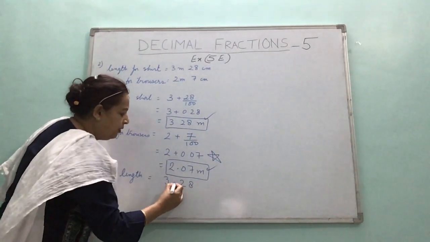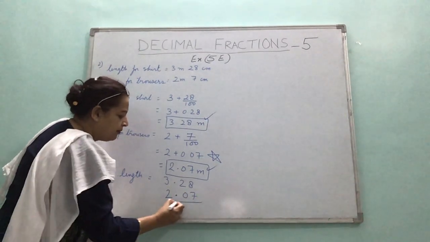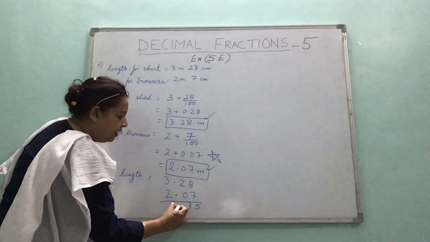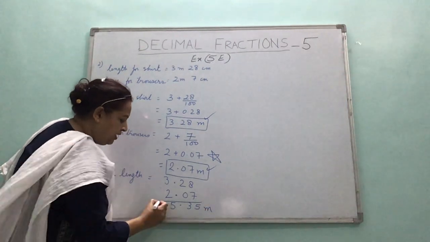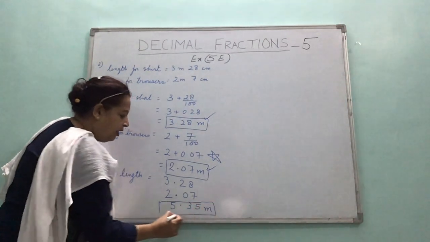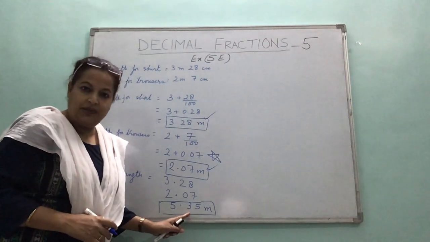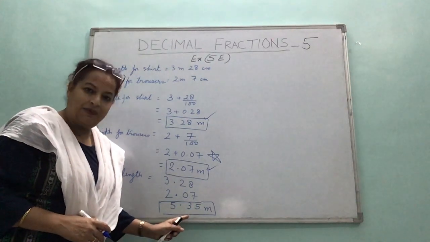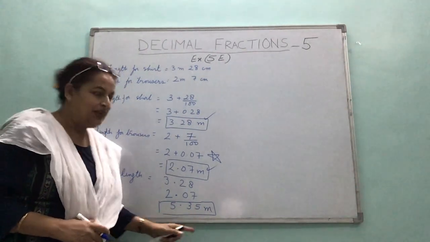3.28, and the rule is decimal underneath decimal, 2.07, add up 5.35. Now this is 5.35 meter, or your answer can be 5 meter. Now I have to convert this to centimeter, so we just multiply by 100. So it is 5 meter 35 centimeter.